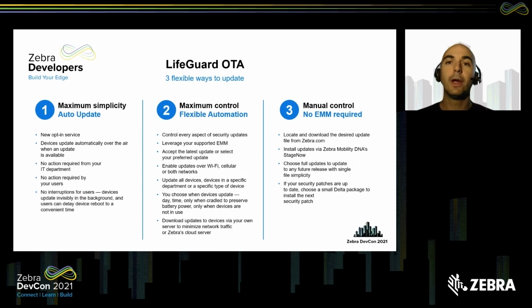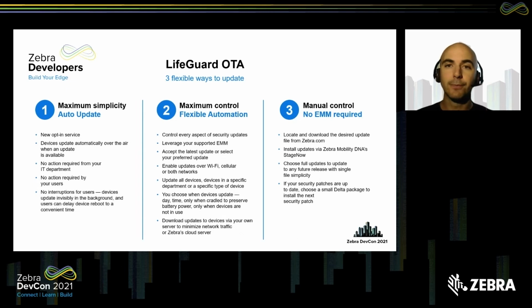Now, with LifeGuard over the air, we've continued to introduce new functionality and more granular control. So on the far right, that's your traditional way of updating your device. You go to zebra.com, you pick the update that you think is right for you, you download it, you might package it, deploy it, you can approach that in a number of different ways, but it can be tedious.